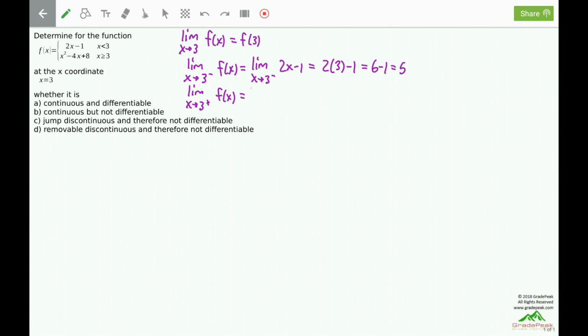We can now look at the right-sided limit. The right side of 3 is greater than 3, and that means from the split expression function we will use this expression for f of x. So we can replace f of x with x squared minus 4x plus 8. And now we can try plugging a 3 in for each of the x's. That will give us a 3 squared minus 4 times a 3 plus an 8. 3 squared is a 9, minus 4 times 3 is a minus 12, and then plus 8. 9 minus 12 is negative 3 plus 8 will be a 5.